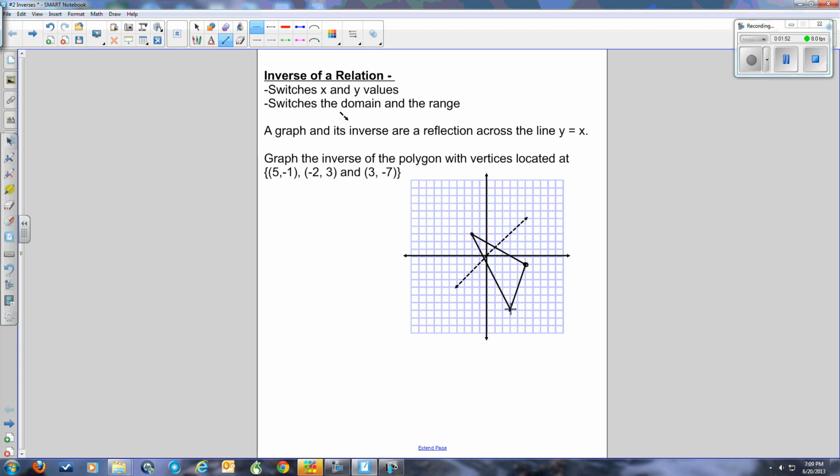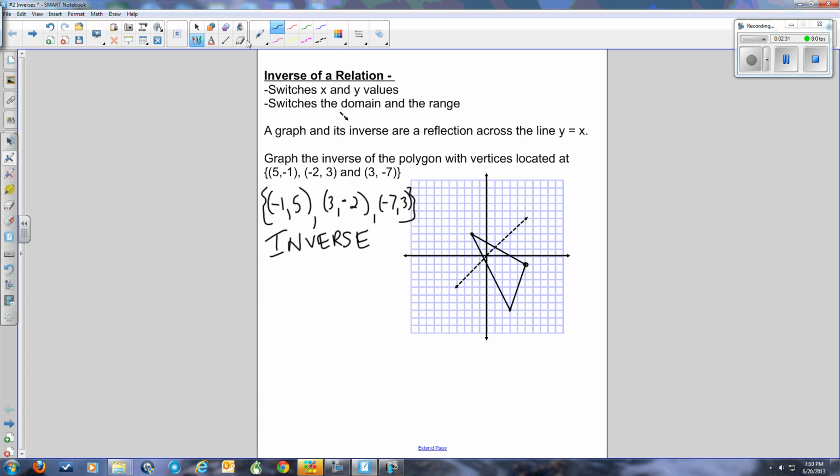And what we want to do now is graph the inverse of that. So basically we're going to switch the x and the y. So instead of having (5, -1), we're going to have (-1, 5). Instead of having (-2, 3), we're going to have (3, -2). And instead of having (3, -7), we're going to have (-7, 3). And this will be the inverse. So let's go ahead and graph that.